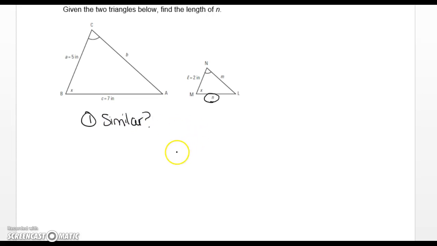So step number 1, are they similar? And this one here might not be quite so obvious, but yes, these two triangles are similar because they have two corresponding angles that are equal. And we know that because we're using the exact same symbol in each of those corners. So we have an x and an x, which means that they're the same angle. And then we have this little arc here and an arc up here as well. So we know that these are similar because they have two pairs of congruent angles.